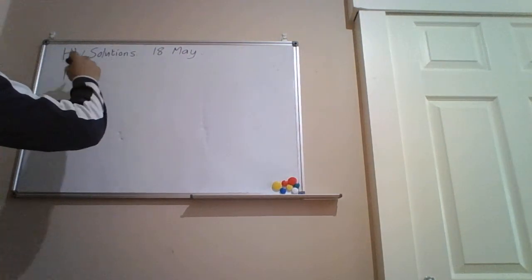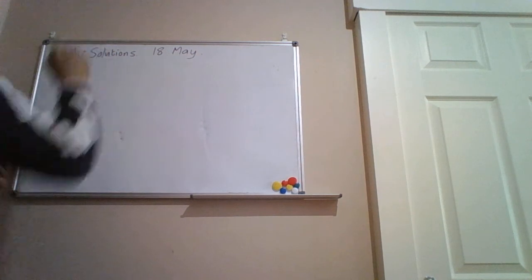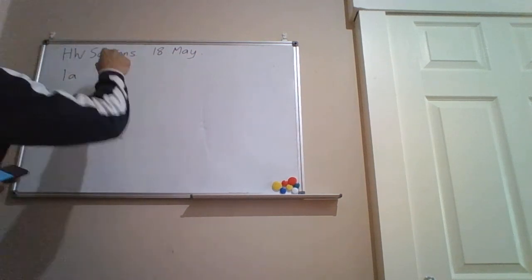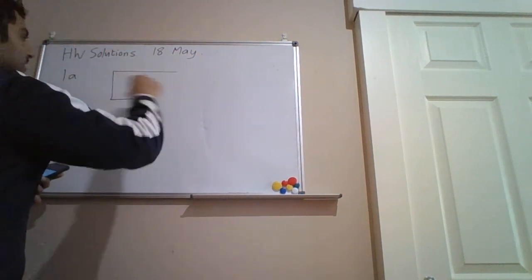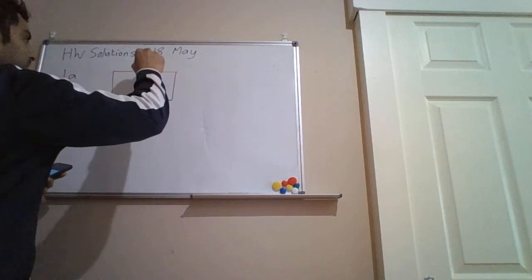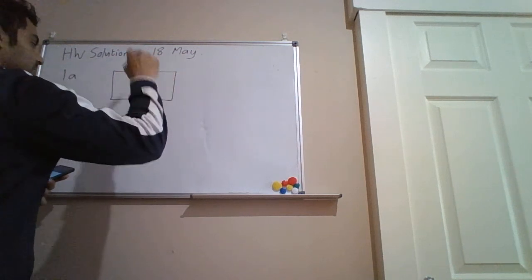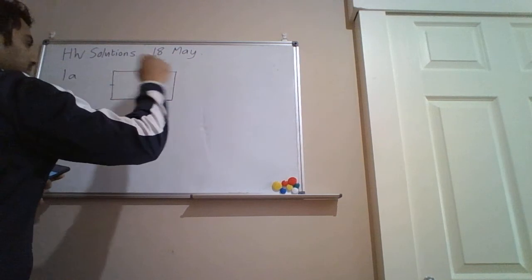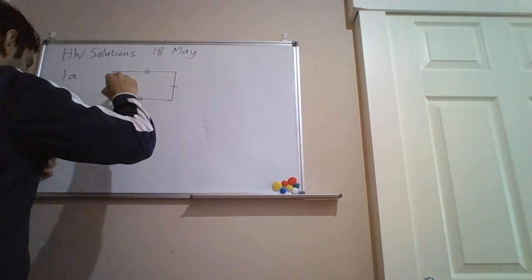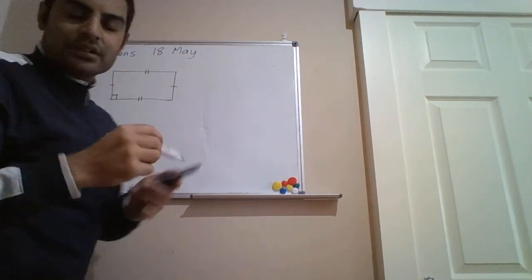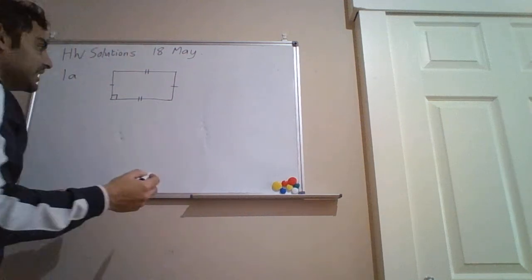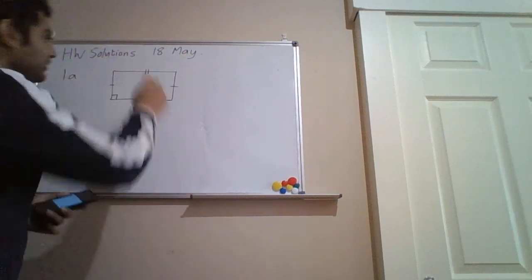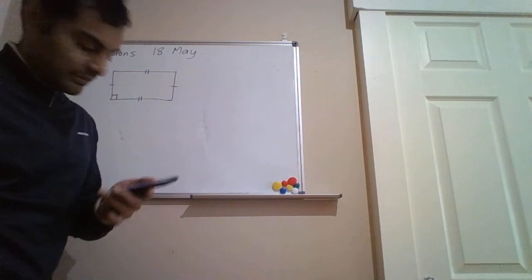So 1A is a rectangle. So notice the notations that they're using here. These notations are very important. So these two sides are the same, these two sides are the same, and 90 degrees. So this tells us that it's a rectangle. It's not a square because all four sides are not equal.